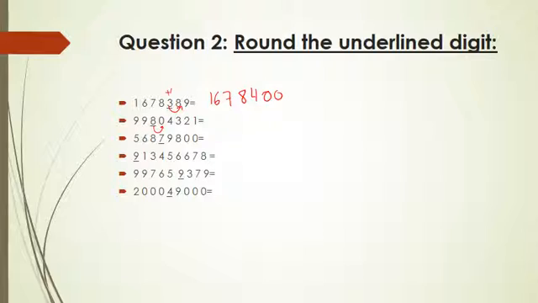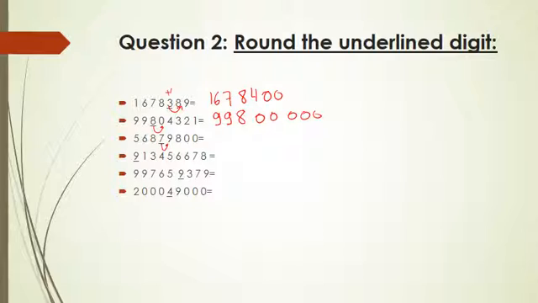What do I have just before 8? 0. So I do nothing for 8. All the digits to the right become 0, all the digits to the left remain the same. So I have 9, 9, 8, 0, 0, 0, 0, 0. Is this clear? Yes. Let us do the next one.